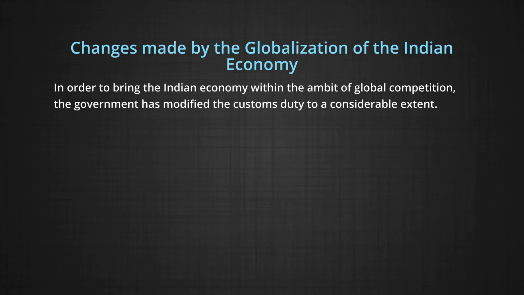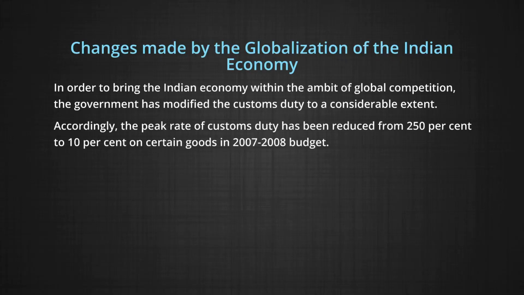In order to bring the Indian economy within the ambit of global competition, the government has modified the customs duty to a considerable extent. Accordingly, the peak rate of customs duty has been reduced from 250% to 10% on certain goods in the 2007-8 budget.